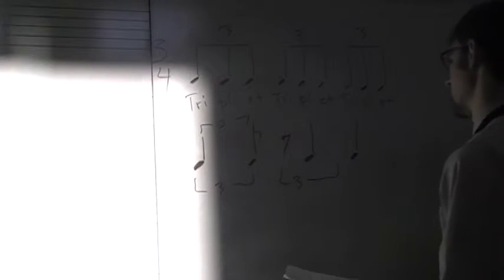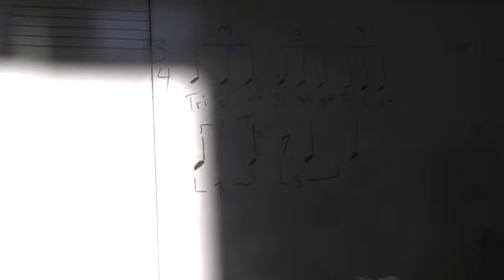But that quarter note is not in a triplet bracket, is it? So since it is not in a triplet bracket, it's worth 3 triplet eighth notes. So it covers up "tri, pull, let." And that's measure 2.